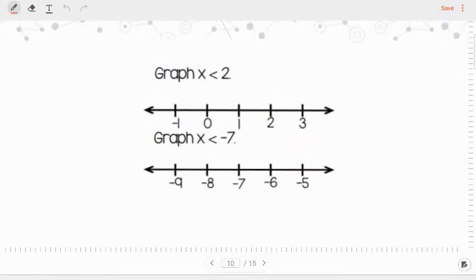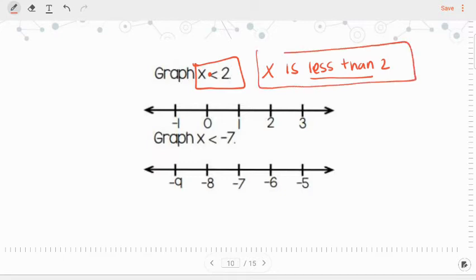The first one says graph x < 2. Now let's translate this into words: x is less than 2. And how do I know it's less than? The smaller side comes first. So the very first thing I want you to think of, now that I've translated it, is what are some numbers that are less than 2. And hopefully 1, 0, and negative numbers are running through your head.